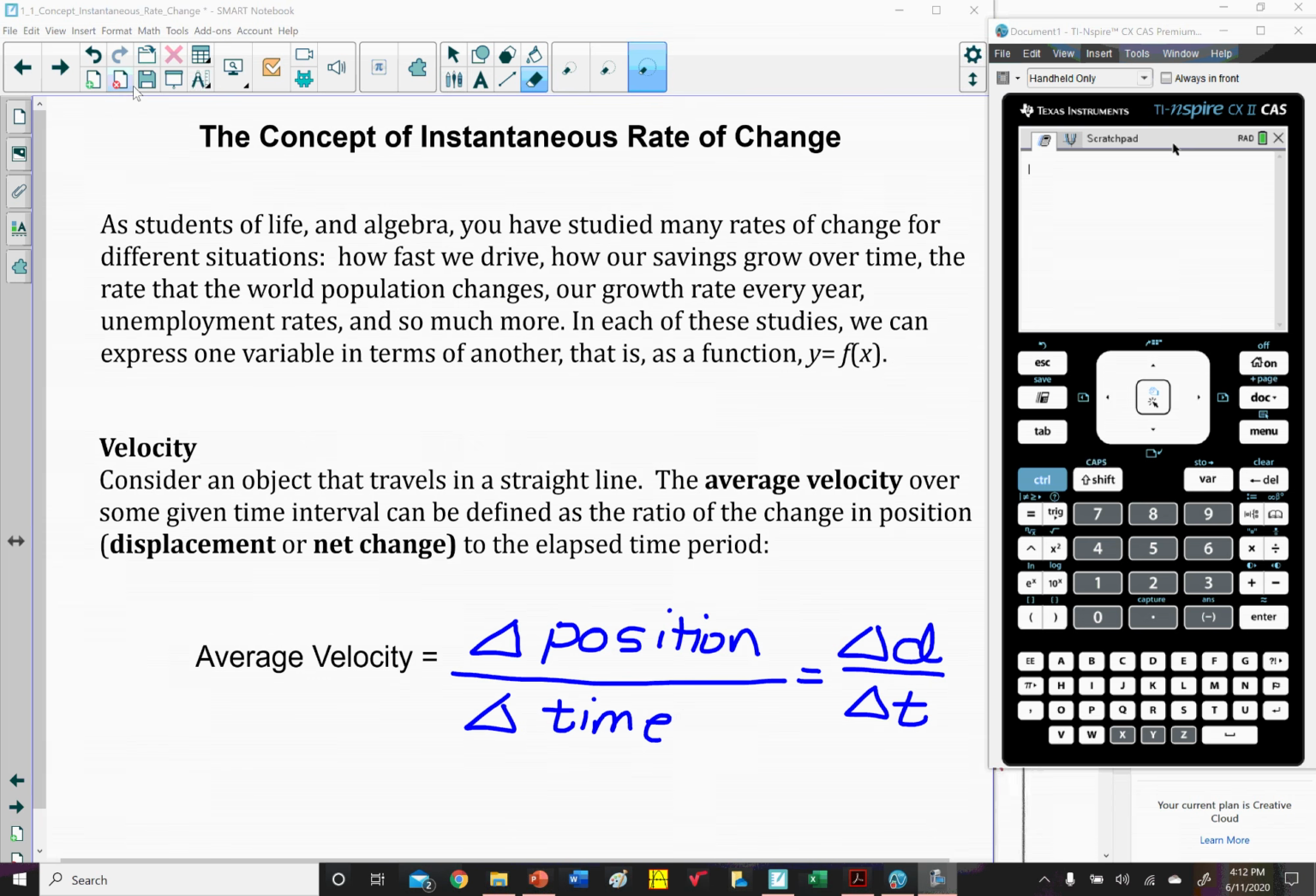We're going to look at the concept of instantaneous rate of change in our first lesson. We looked at all kinds of rates of change in our lives, like how fast we're growing, how much money's in our bank account, how fast we're driving our cars.